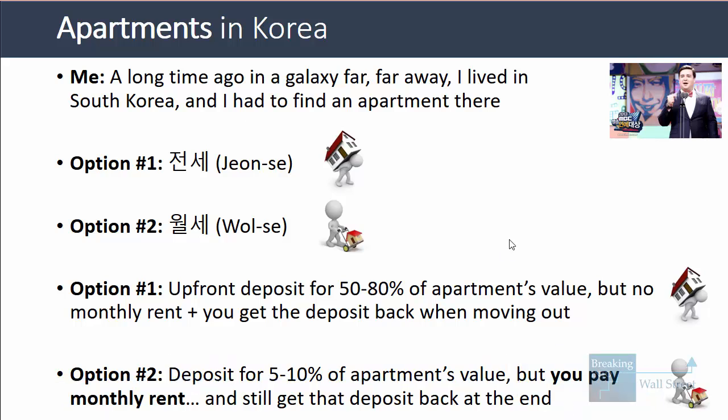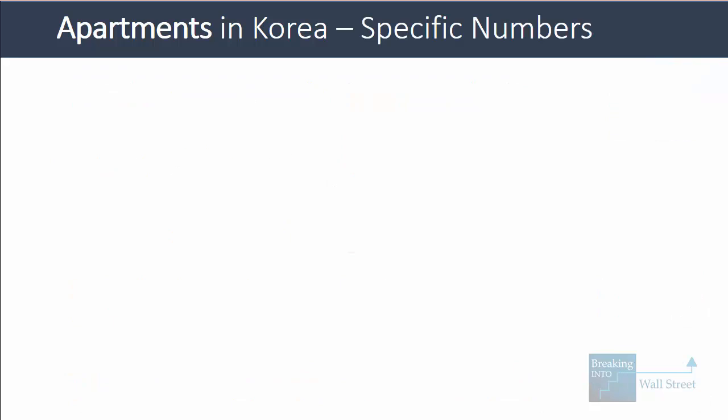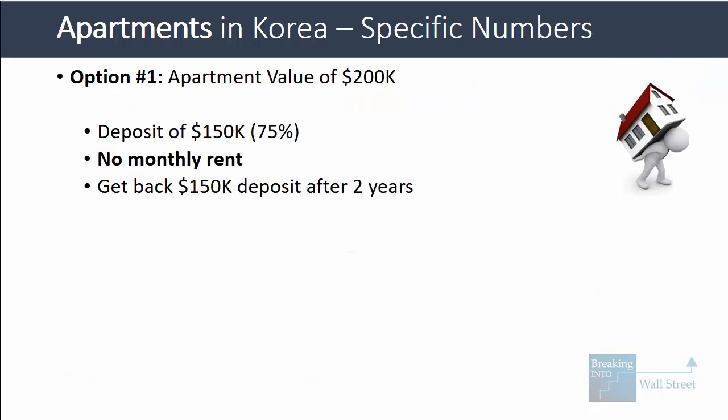So we're dealing with one option with a very high deposit and no monthly rent, and then another option with a much smaller deposit and then monthly rent that you have to pay. To give some specific numbers here, let's say that with option number 1, the apartment value is $200,000. The deposit is $150,000, which is 75% of the value. There's no monthly rent, and so you get back that $150,000 deposit after 2 years.